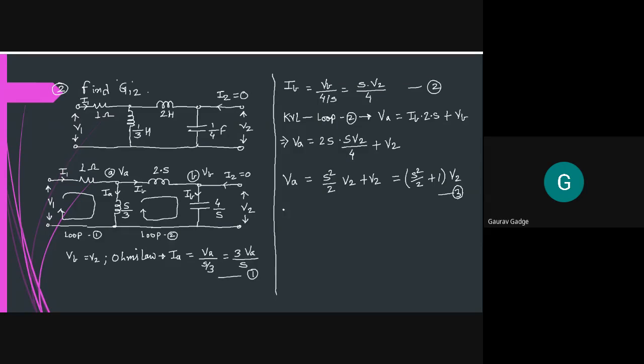Then apply KCL. Now where do you have to apply that KCL? At node A. Abhilasha, is it required to apply KCL at node B? No, sir. Why? Sir, because I2 is 0. Why is KCL at node B not required?